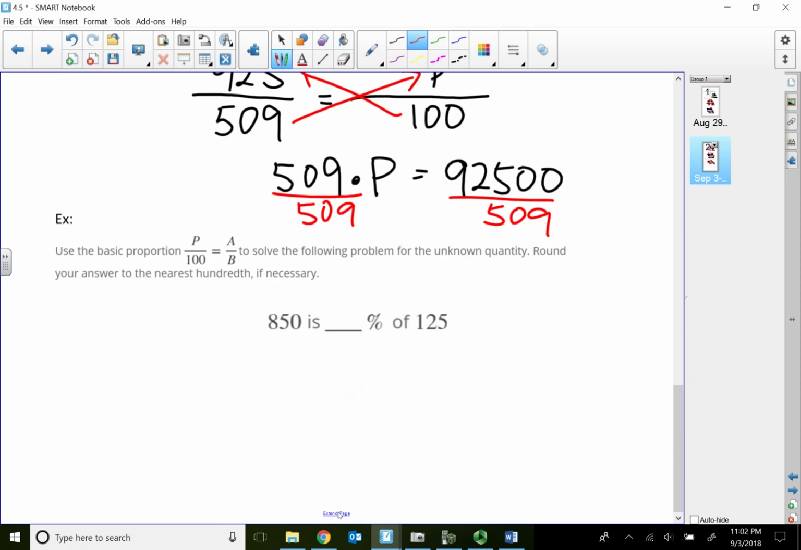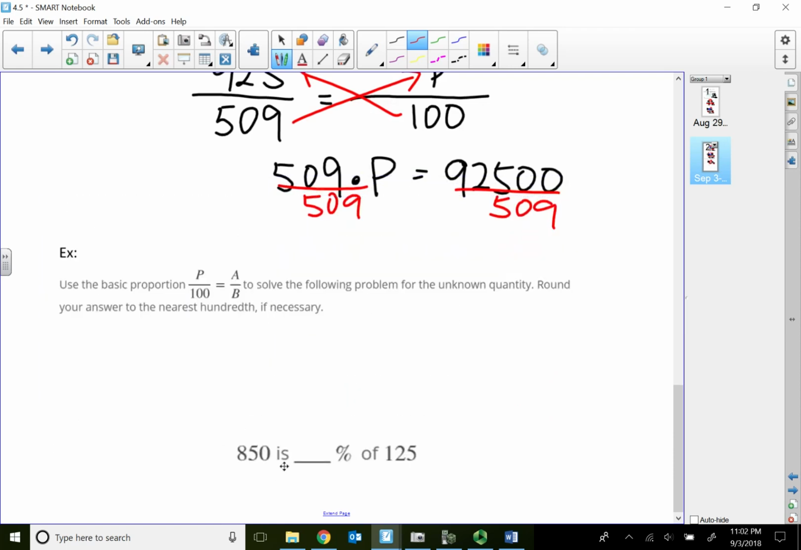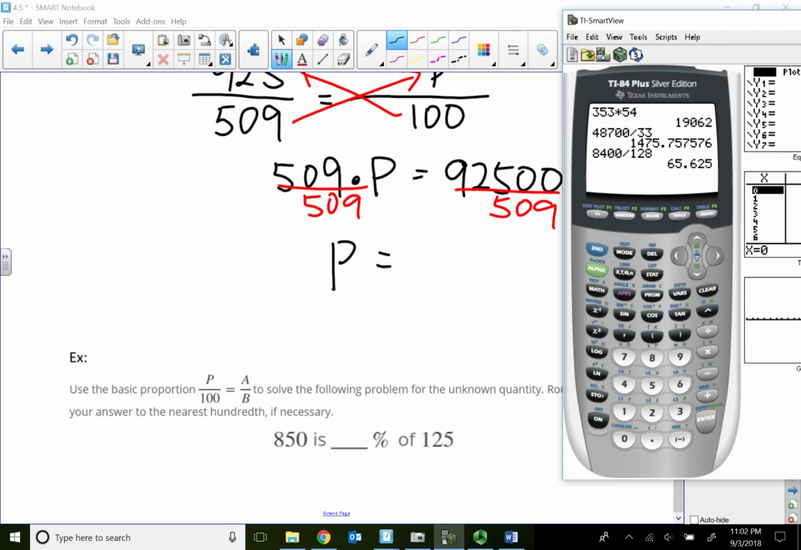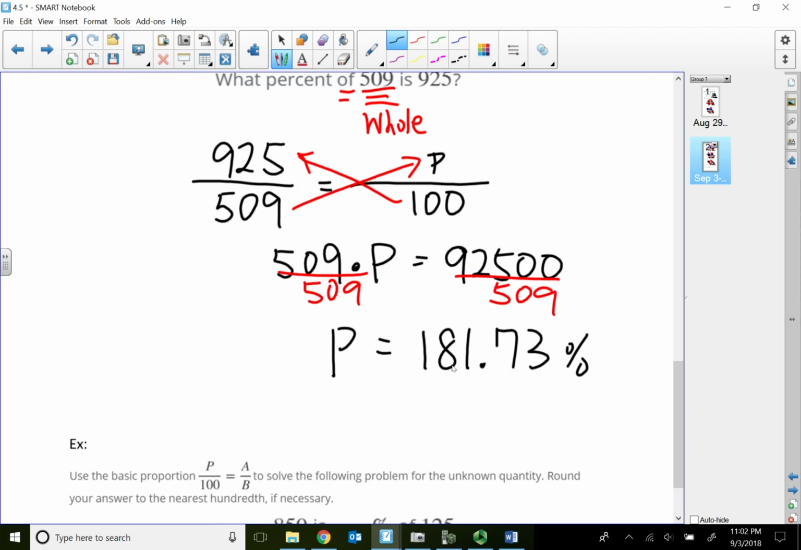Let's see what we get. Let's put this in the calculator. 92500 divided by 509. So that will be about 181.73%. All right, that'll be my answer. This time my percent is over 100% because my part was over the whole.